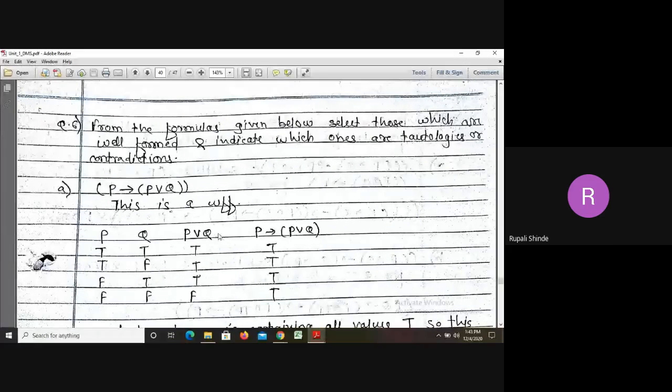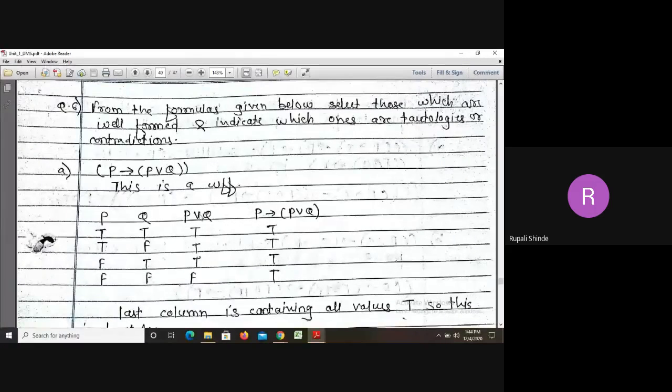The next question is given as: from the formulas given below, select those which are well-formed formulas and indicate which ones are tautologies or contradictions. These kinds of problems we have also solved. First of all, we have to check whether the given formula is a well-formed formula or not. Check here whether it contains parentheses and connective symbols. Yes, parentheses are given, connective symbols are given, variables are proper. That's why this is a well-formed formula.